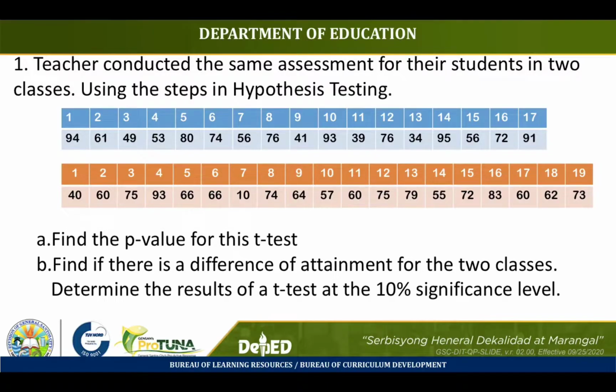Using the steps in hypothesis testing, A. Find the p-value for this t-test. B. Find if there is a difference of attainment of the two classes. Determine the results of a t-test at 10% significance level.